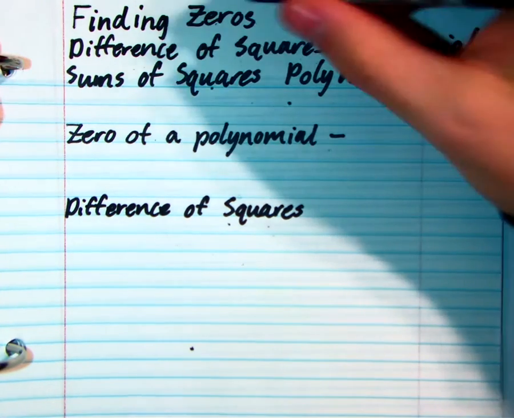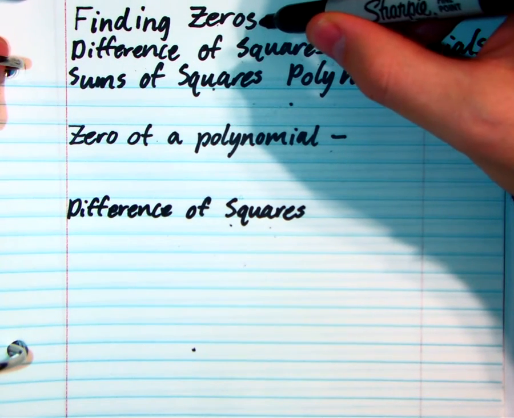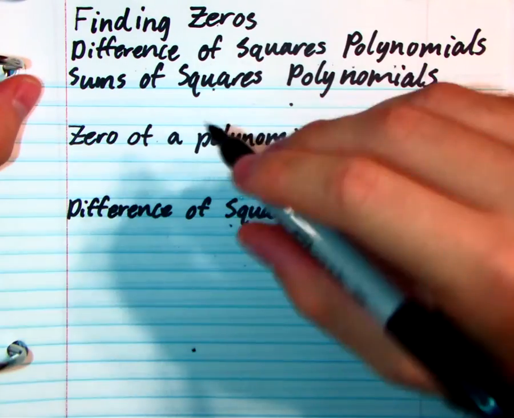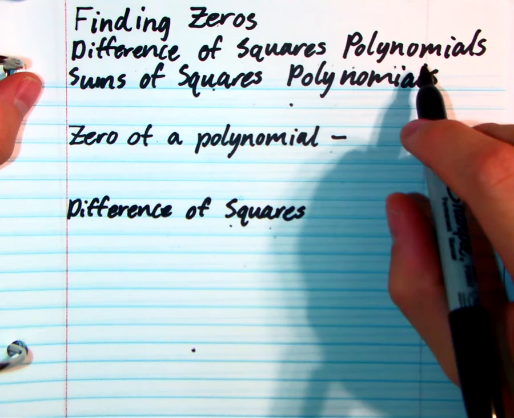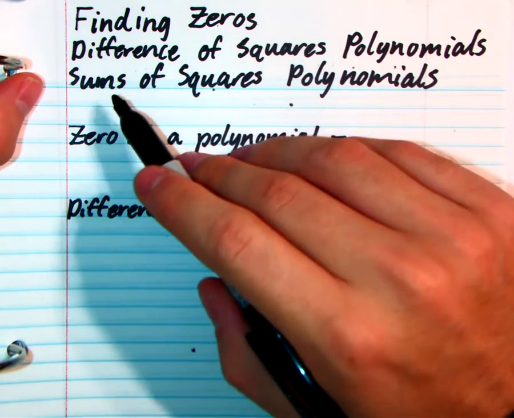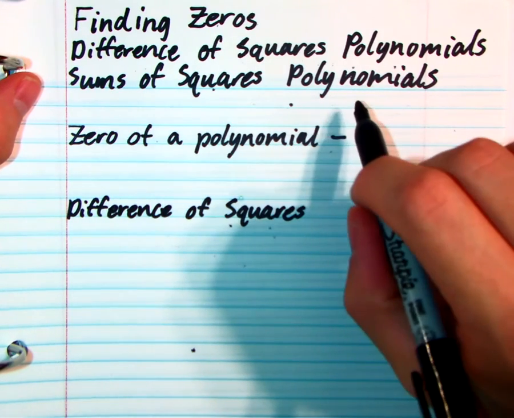Okay, class. In this video, we're going to be finding zeros. We're going to be looking at difference of squares polynomials, and then we're going to look at sums of squares polynomials.